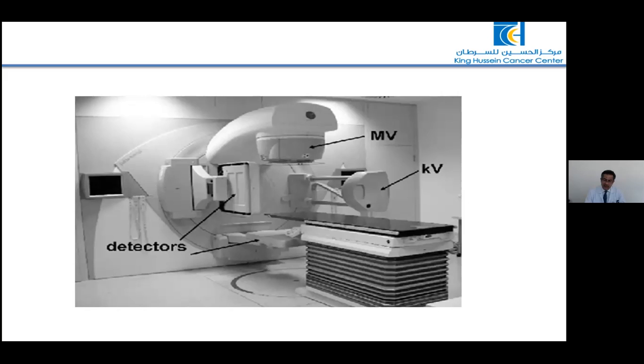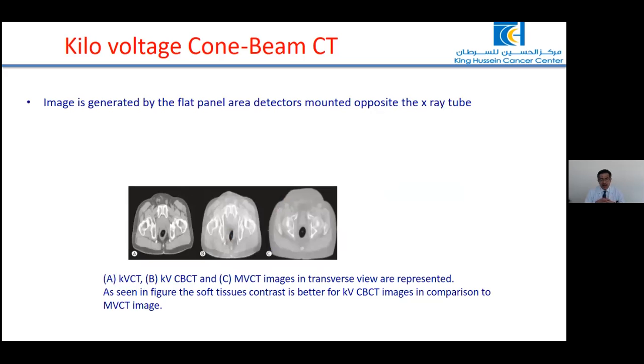So in the modern linear accelerators where the CBCT is there, the MV and KV are there. And here we'll just show you what's the importance and where we can use it, and what's the difference between the kilovoltage and the megavoltage in the cone beam CT.